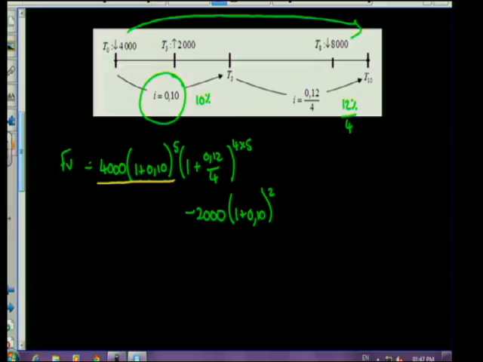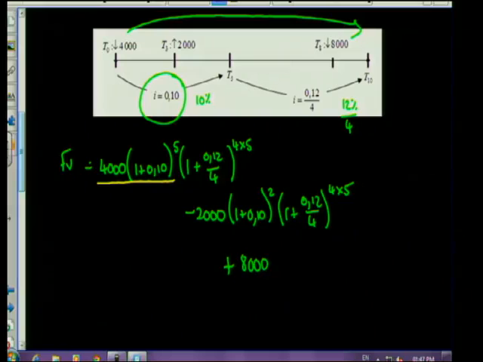But remember, I'm taking it all the way to the finish line. So I've only taken it to year 5. It's still going to keep compounding, and I must take it for the next 5 years, which will be exactly the same as that last bracket in the first part. So this is 1 plus 0.12, all over 4 to the power of 4 times 5. And then don't forget, we still had another deposit of that 8,000. So this is still all on the same line.